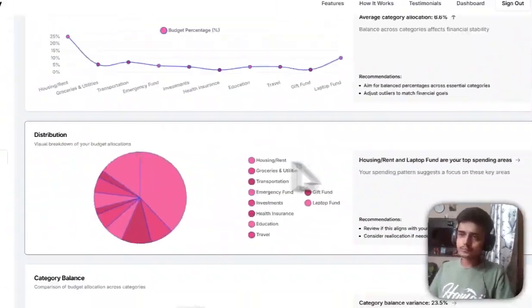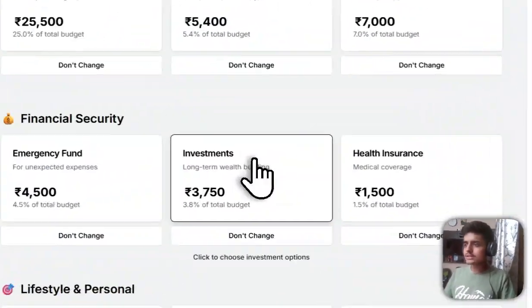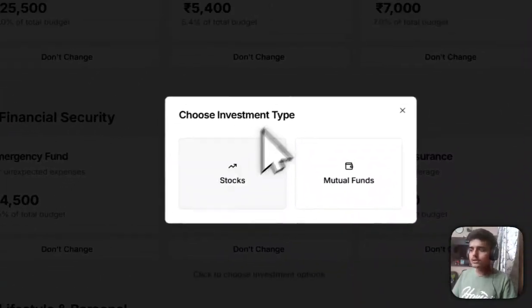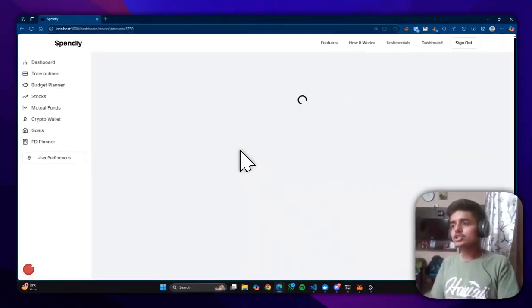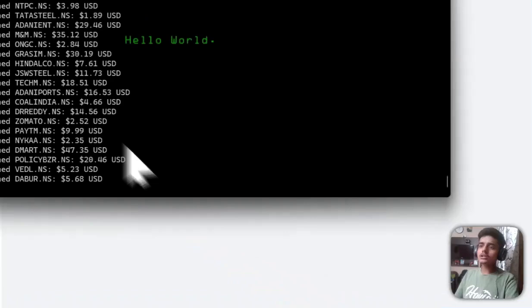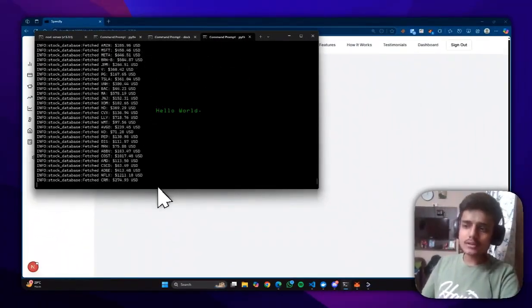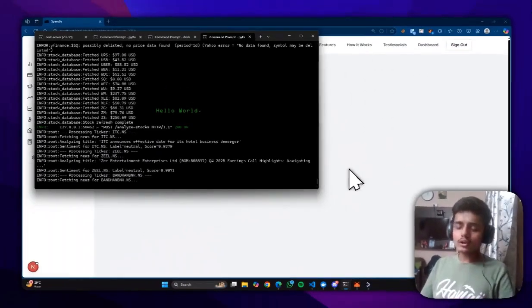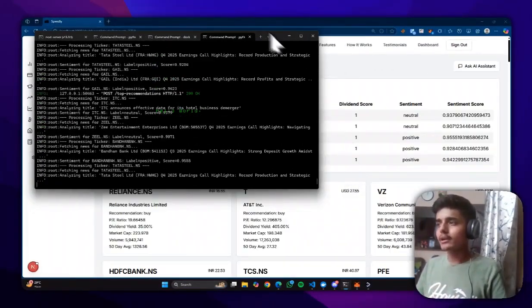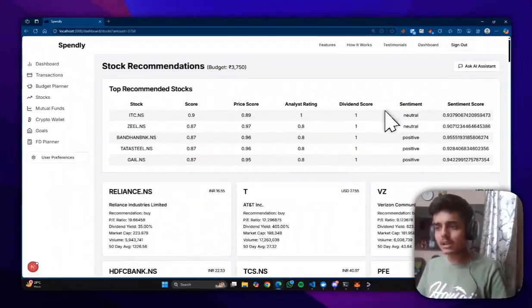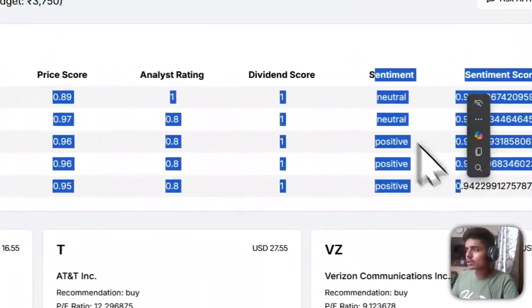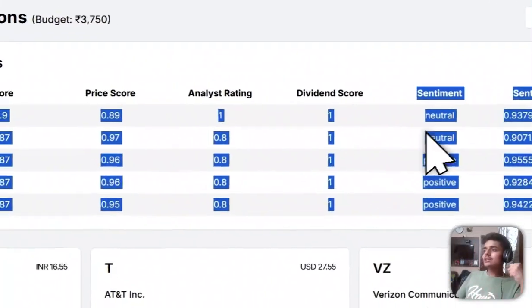Now coming on to our second feature, the investments. The budget allocated for investments can be invested in both stocks and mutual funds. Here is our second feature, which is stocks, for which we are fetching the top 222 stocks using the Y Finance API in real time, and also providing the top 5 recommended stocks according to the budget of the user and the news sentiment. For the news sentiment part, we are fetching the news sentiments again using Perplexity, and the sentiment score is being encoded by us using the FinBERT model.